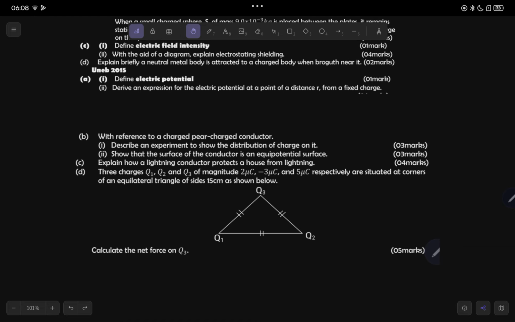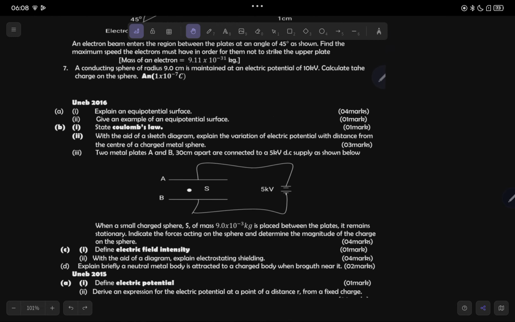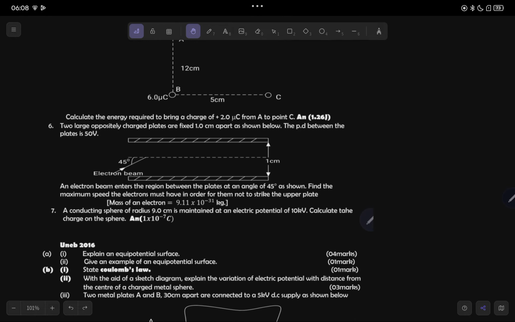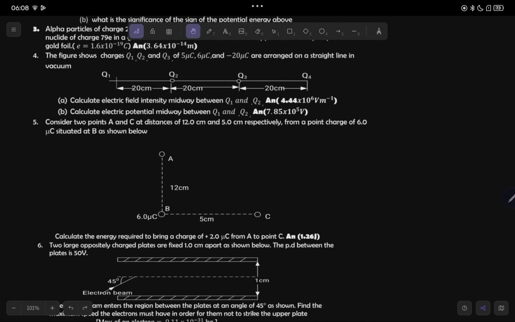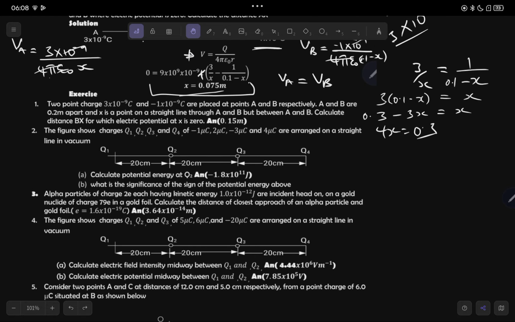So you try them out and see how well you have been able to grasp the content throughout what we have been doing.